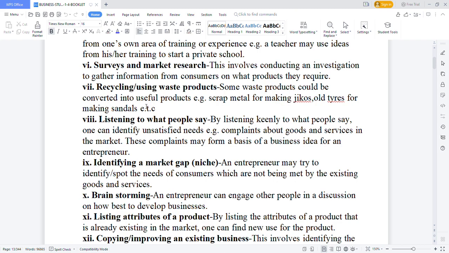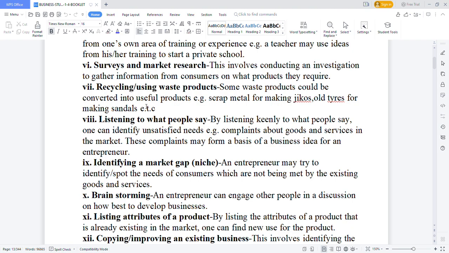Recycling or using waste products. Some waste products could be converted into useful products, like scrap metals for making vehicles, old tires for making sandals.